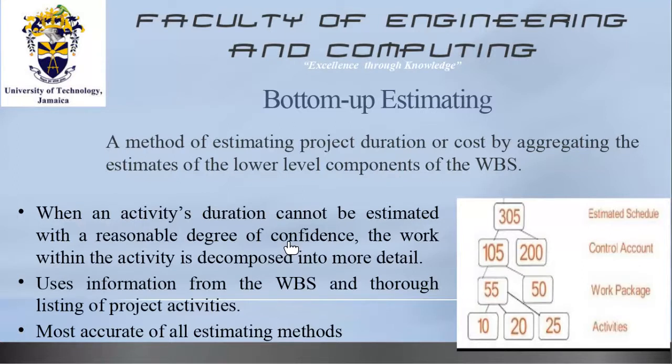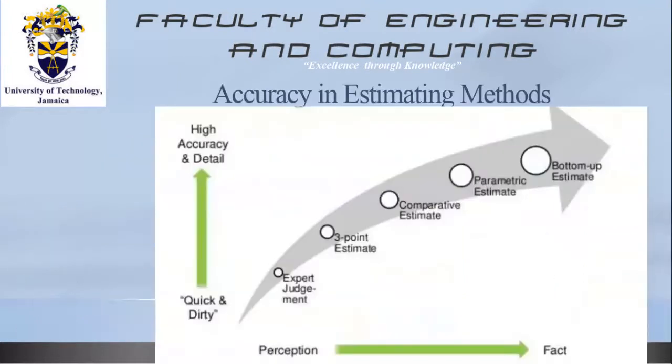So when an activity duration cannot be estimated with a reasonable degree of confidence, the work within the activity is decomposed into more detail. We learned that when we did the WBS. So it uses information from the WBS and a thorough listing of the project activities. And remember, we said that all of these activities will now be done in your WBS dictionary. The bottom-up estimating method is your most accurate of all the estimating methods.